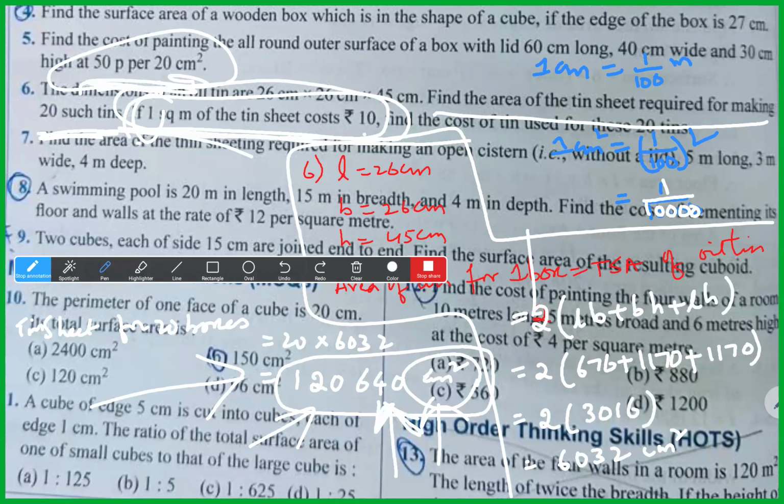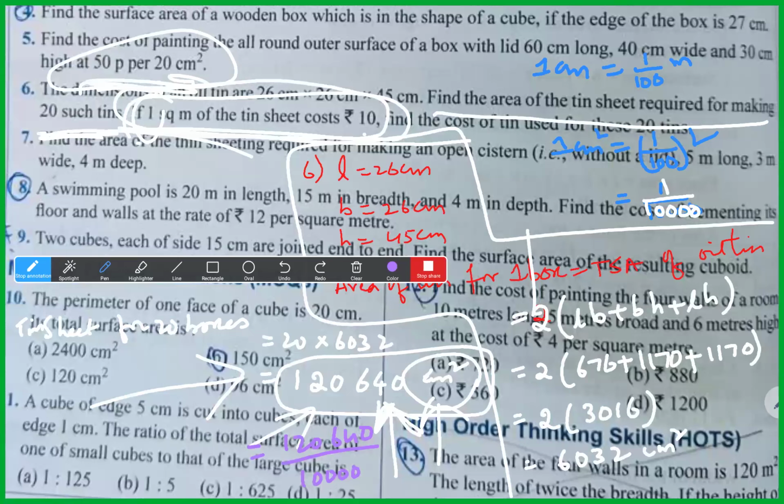Because we need to convert it. 1 centimeter is 1 by 100 meter. So this is centimeter square, so 1 by 100 square we should do. Yes, sir. So 1 by 10,000, simply division with 10,000. Okay, Pranavi. Harvansha, any doubt in this?